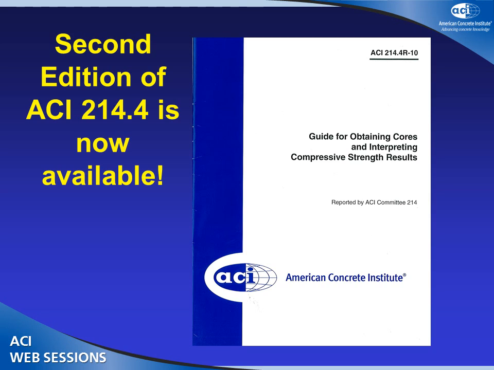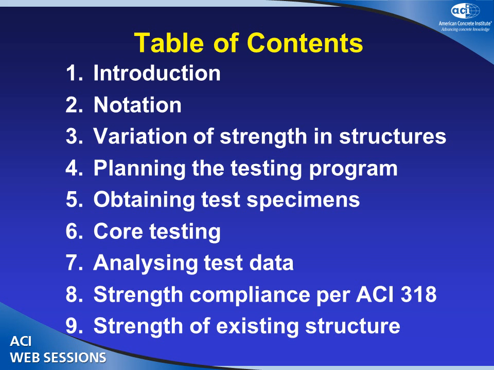Many of you know there was a first edition of the ACI 214.4 document on core testing produced, I think, in 2003. So the second edition, which says R-10 for 2010, is now available. It has 9 chapters. The previous one had 8. The new chapter is the notation section, which is all jammed into chapter 2. Most of the document, there have been minor changes. There aren't wholesale changes that have been made to the document, and maybe that's actually a reassuring thing.